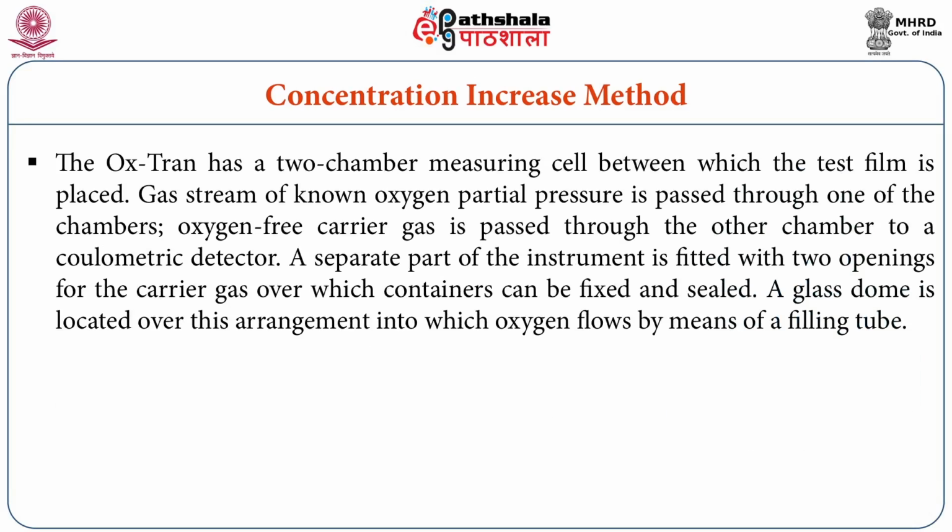The OX-Tran has a 2-chamber measuring cell between which the test film is placed. The gas stream of known oxygen partial pressure is passed through one of the chambers. Oxygen free carrier gas is passed through the other chamber to a coulometric detector. A separate part of the instrument is fitted with 2 openings for the carrier gas over which containers can be fixed and sealed. A glass dome is located over this arrangement into which the oxygen flows by means of a filling tube.